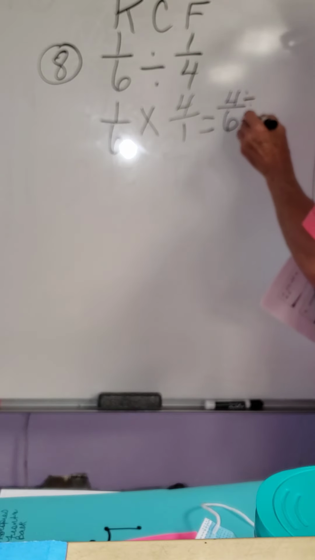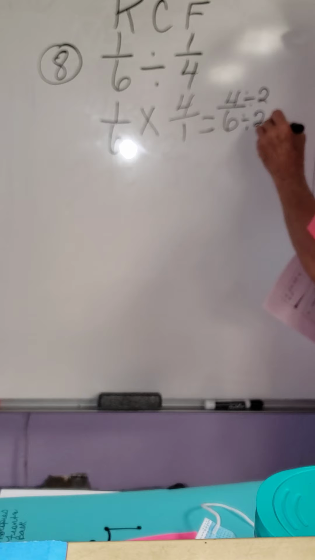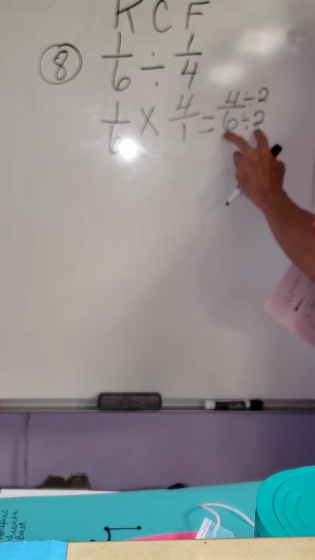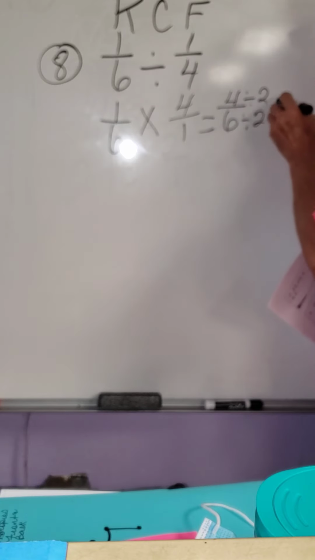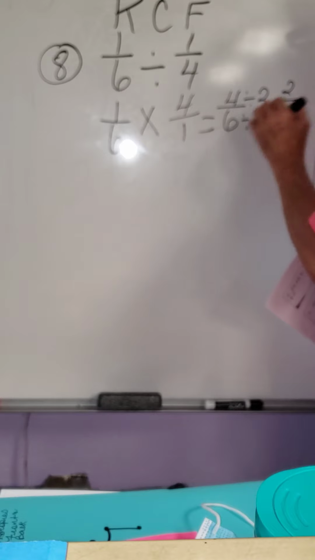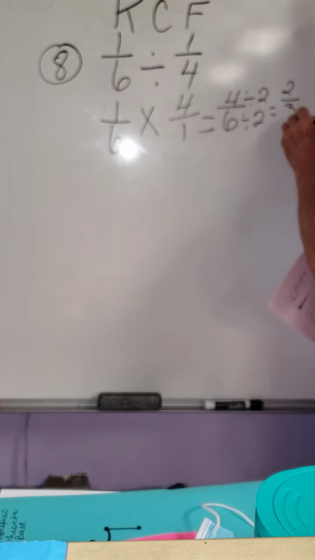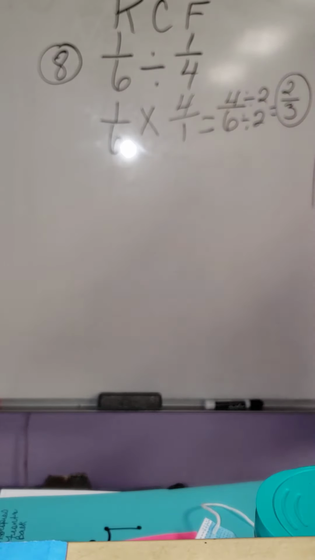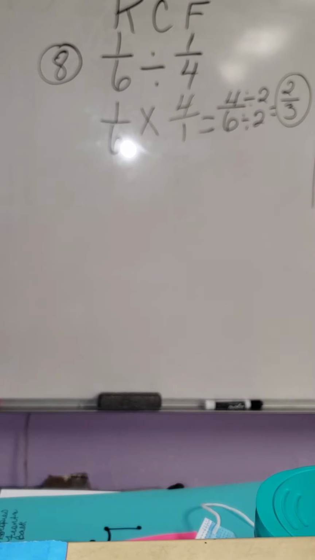Now, I was taught a different way than you guys, but this is what I normally see from boys and girls in 6th grade. 4 divided by 2 is 2. 6 divided by 2 is 3. Now, that is in simplest form, which is what you want. You want it in simplest form.